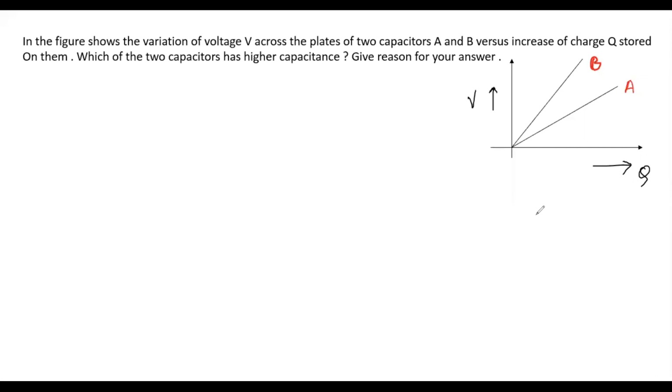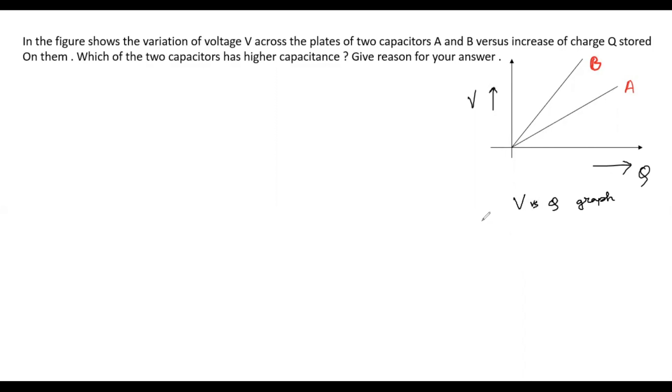So in this question, I said that the figure shows the variation of voltage V across the plates of the capacitors A and B versus the increase of charge Q stored on them. Which of the two capacitors will have highest capacitance? Give the reason for your answer. So this is a V versus Q graph, potential difference between the plates and the charge stored in the capacitor. We are having two capacitors, A and B, and the variation of V with charge for these two capacitors has been shown to us.